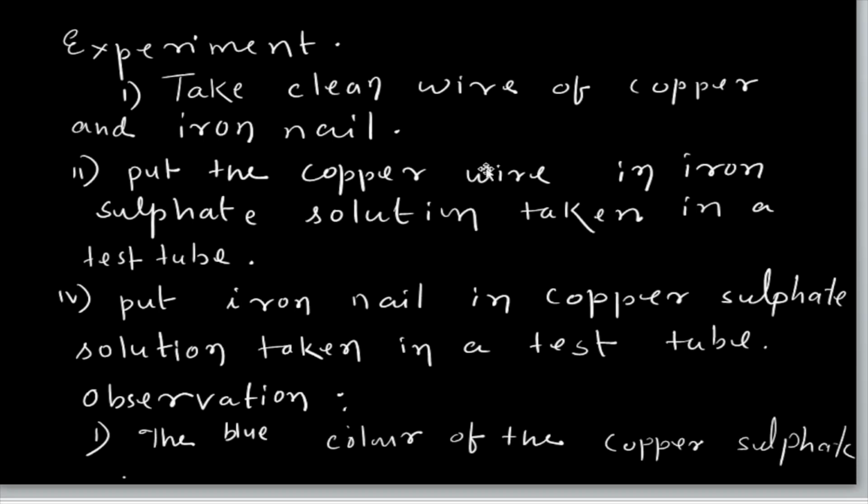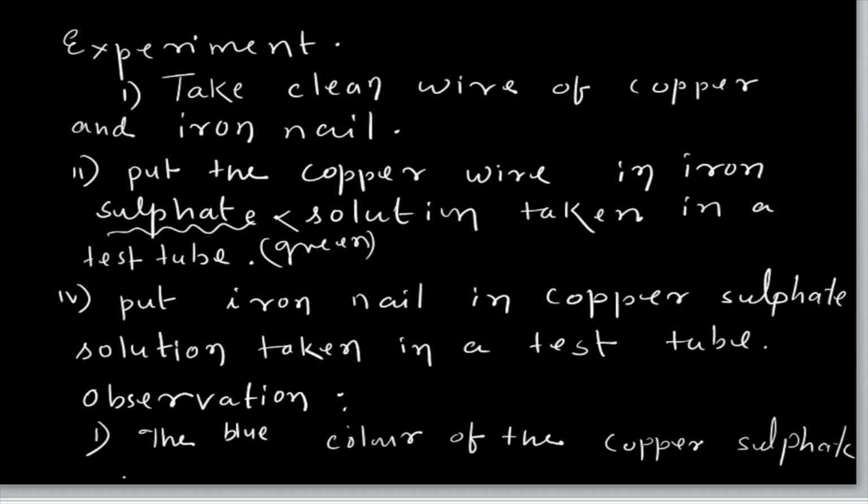Put the copper wire in an iron sulfate solution. You know iron sulfate solution. What is the color? The color of iron sulfate is greenish. Generally ferrous sulfate is taken, so the color is green.